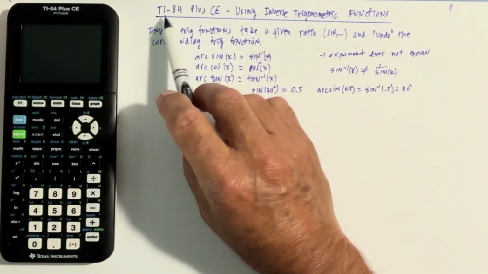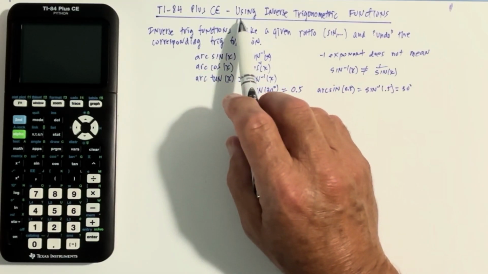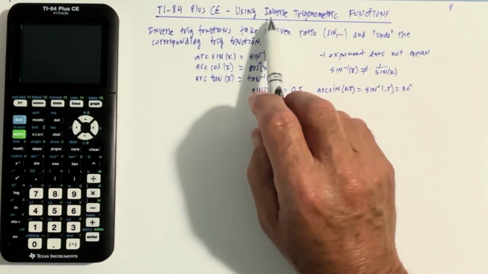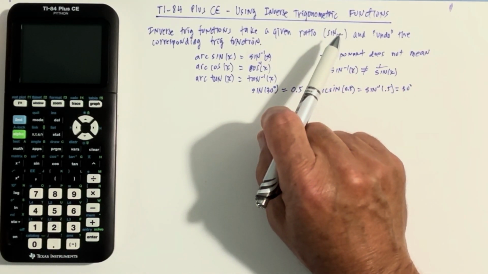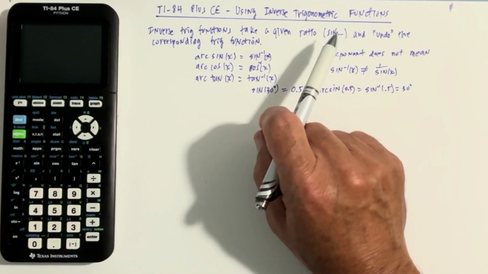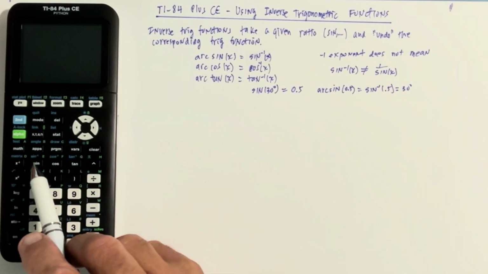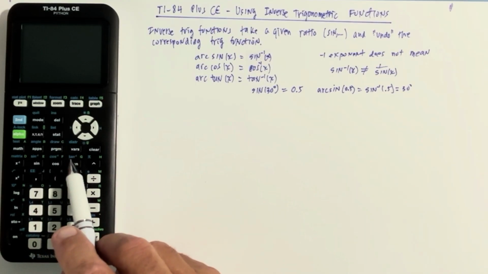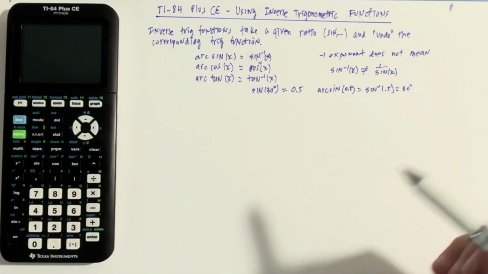Welcome to my video on the TI-84 Plus CE calculator. In this video, I want to go over using the inverse trigonometric functions. In the last video, I did the trigonometric functions. Now I want to talk about the inverse trigonometric functions. These are the little blue keys on your calculator, right above the sine, cosine, and tangent.